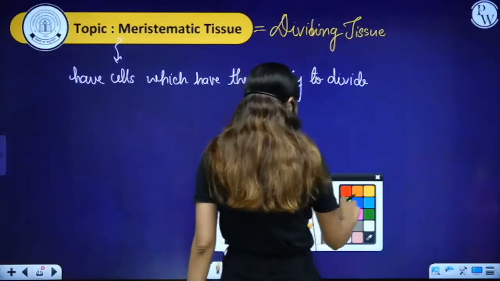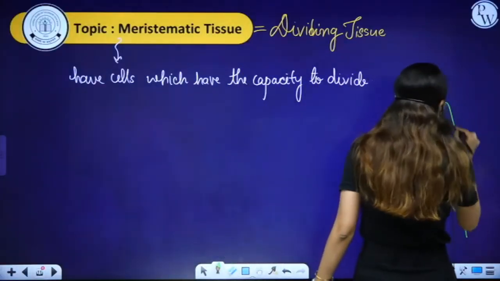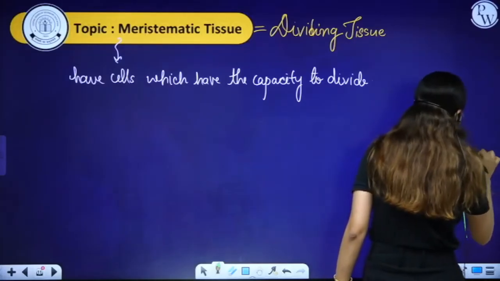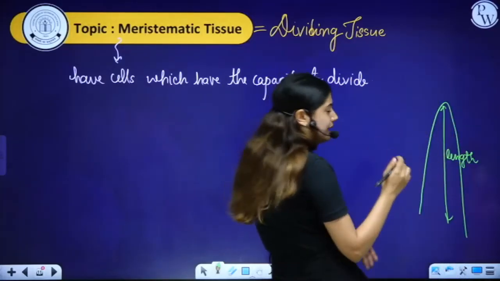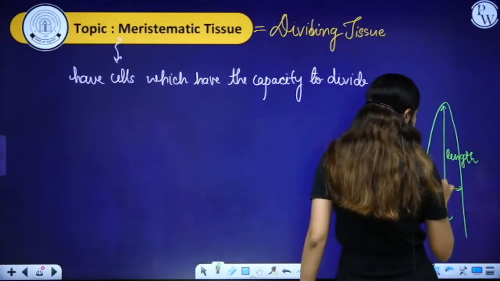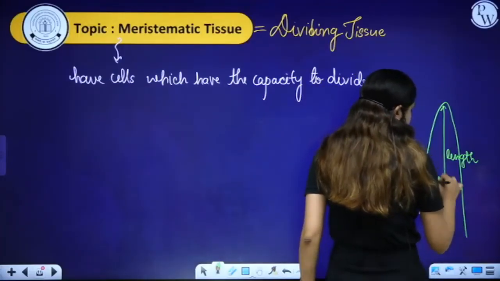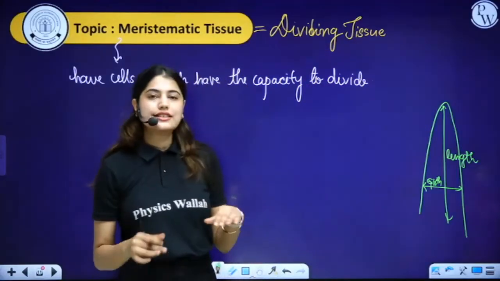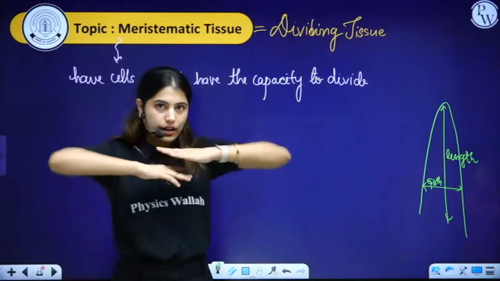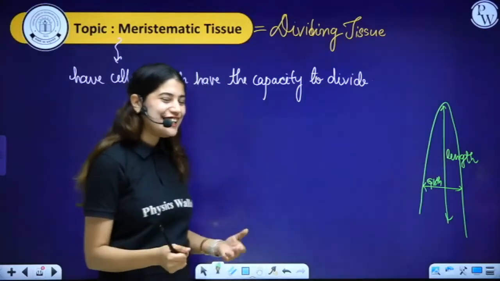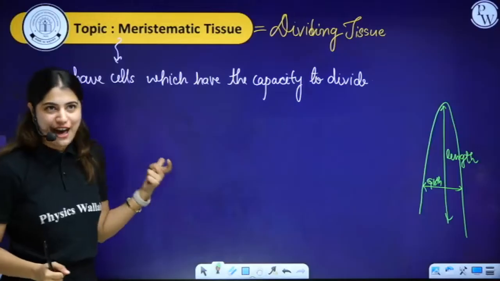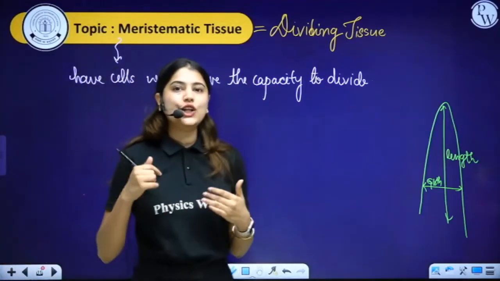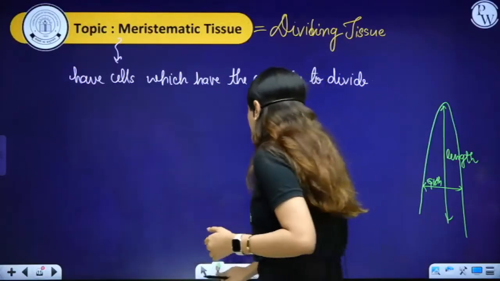If I see any plant, the length is this. And if I talk about the girth, it is the diameter wise. This is the girth. Vertically I show the length, and girth is nothing but the horizontal line. Okay? Like that. The diameter. Right? Okay. Meristematic tissue have the capacity to divide, hence called dividing tissue. And by dividing, it will help in increasing the length and the girth.